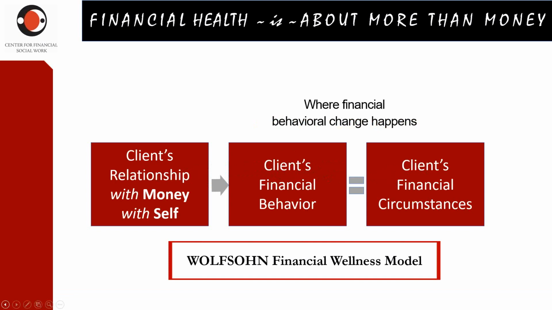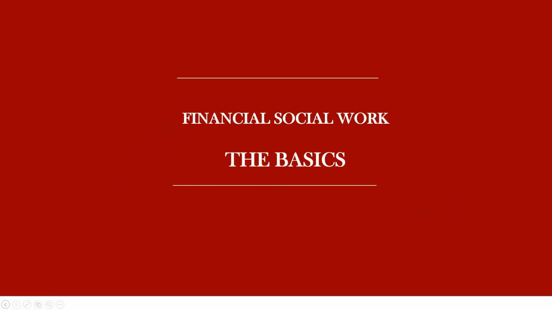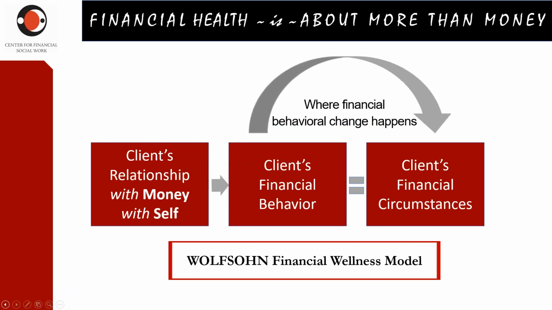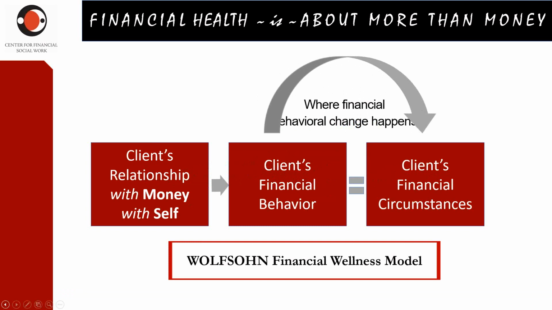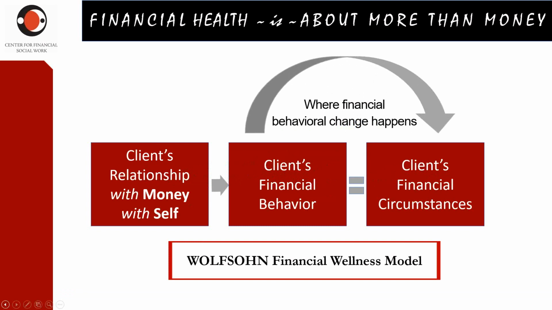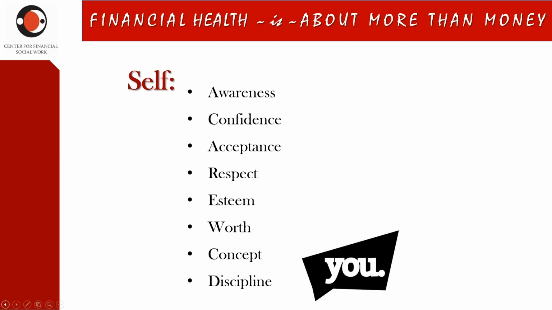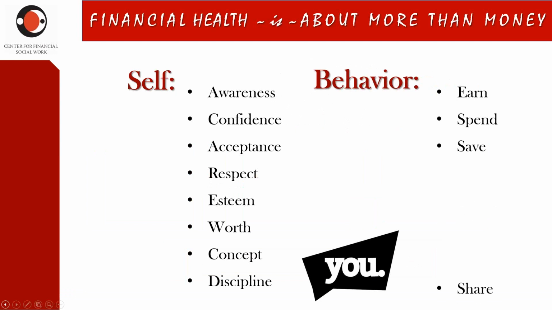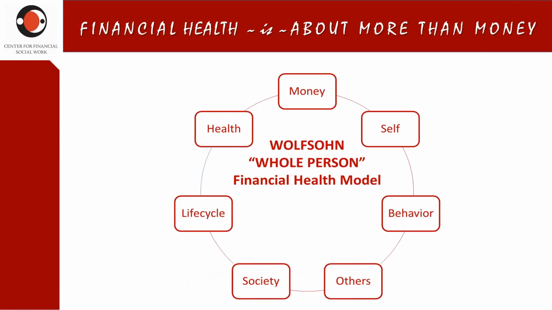So what it's all about is that our financial behavior determines our financial circumstances. And that is where financial behavioral change happens. Our financial circumstances are determined by how we earn, spend, save, share, and borrow. So I talked about our relationship with ourselves. So how we feel about ourselves, our self-confidence, self-acceptance, self-esteem. And again, our behavior, how we earn, spend, save, share, and borrow. So those two are significant components. Certainly as important, if not more important, about the dollars and cents of financial well-being.